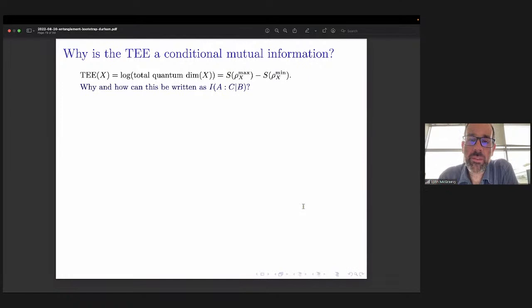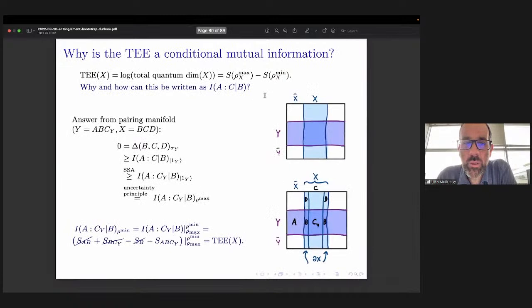There are a few other questions we can answer just from the existence of a pairing manifold. One is, why is the topological entanglement entropy a conditional mutual information? Let's define the topological entanglement entropy as the log of the total quantum dimension of X, from the definition of quantum dimension. In entanglement bootstrap, that's just the entropy of the maximum entropy state on X minus the entropy of a minimum entropy state on X. Why should this quantity be related to a conditional mutual information? What regions should I consider? Well, the definition of pairing manifold answers this question, because it provides a decomposition of X.